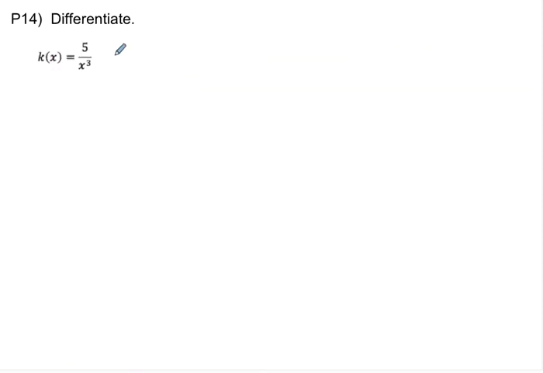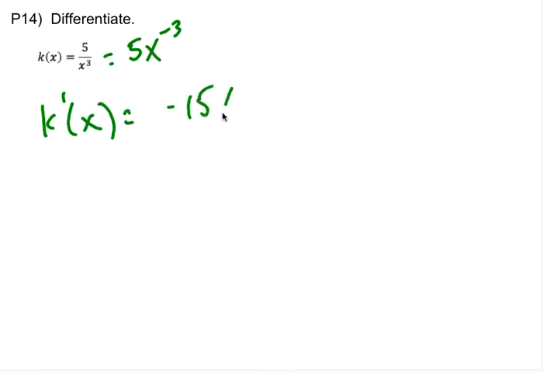All right, we saw earlier that the smartest thing to do here is to rewrite this as a 5x to the negative third. You could actually treat it as a quotient rule, but the numerator is a constant, so when you do that, dh, like d high, just goes away. So my k prime of x is going to be a negative 15x to the negative fourth, so you're probably going to see it as a negative 15 over an x to the fourth.